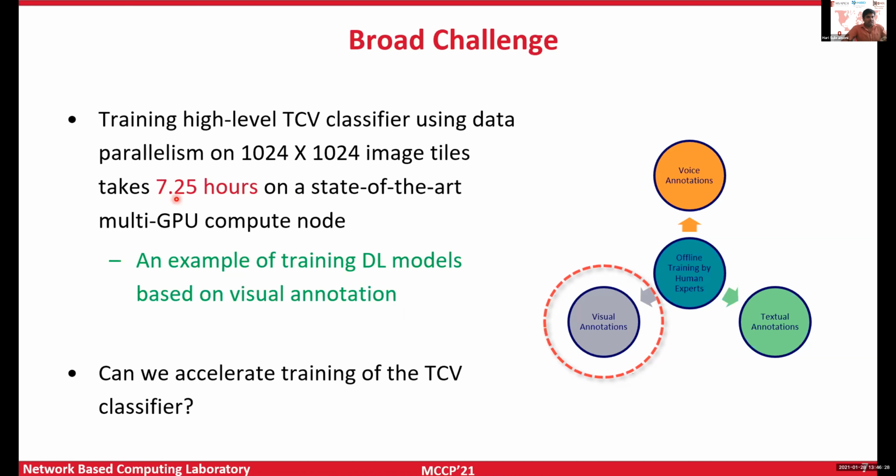It is taking 7.5 hours right now. This is completely unacceptable. You cannot wait 7.5 hours to train a model each and every time. Can we accelerate the training of this TCV classifier using any advanced high performance computing schemes? This is the crux of the work that we had done.